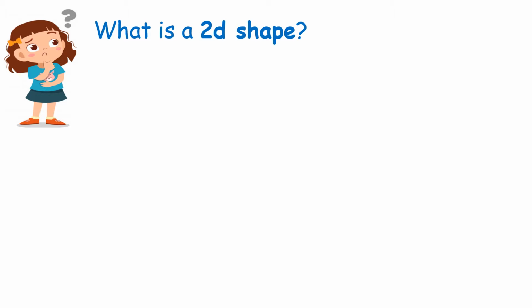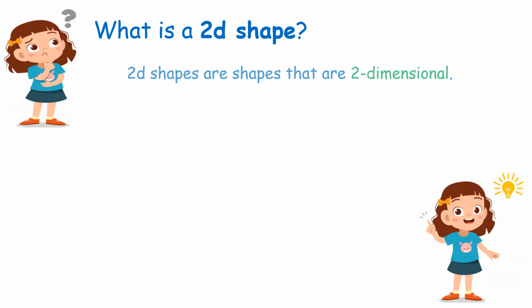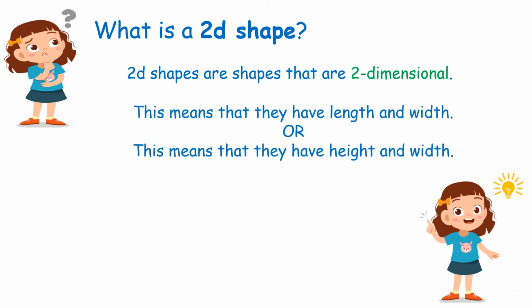So what is a 2D shape? You might already know some examples of 2D shapes, but do you know what 2D shape means? 2D shapes are shapes that are two-dimensional. Can you have a go at saying that? Two-dimensional. This means that they have length and width, or that they have height and width.